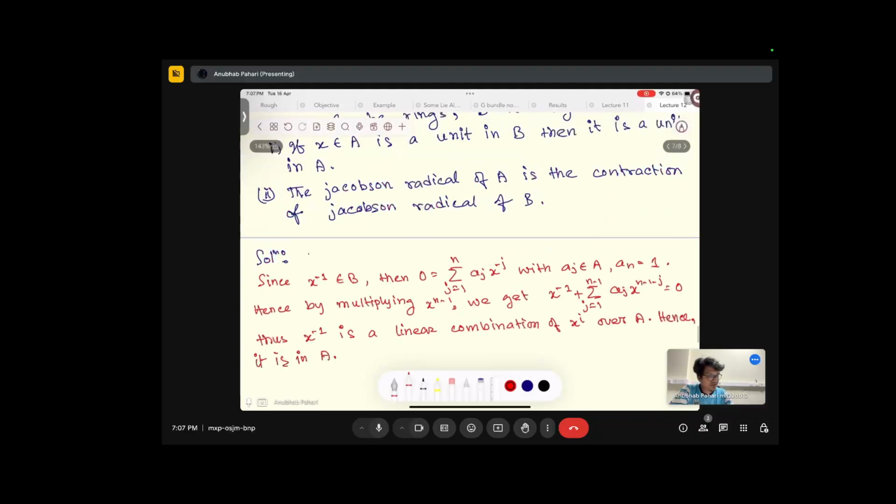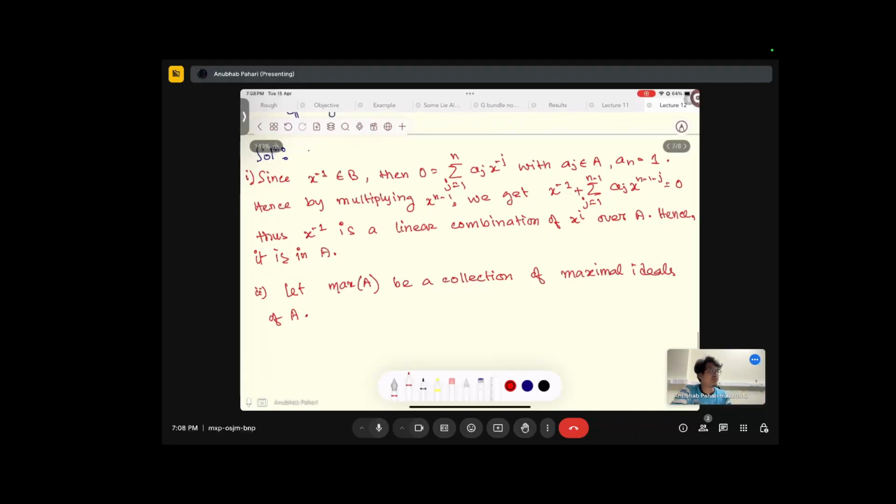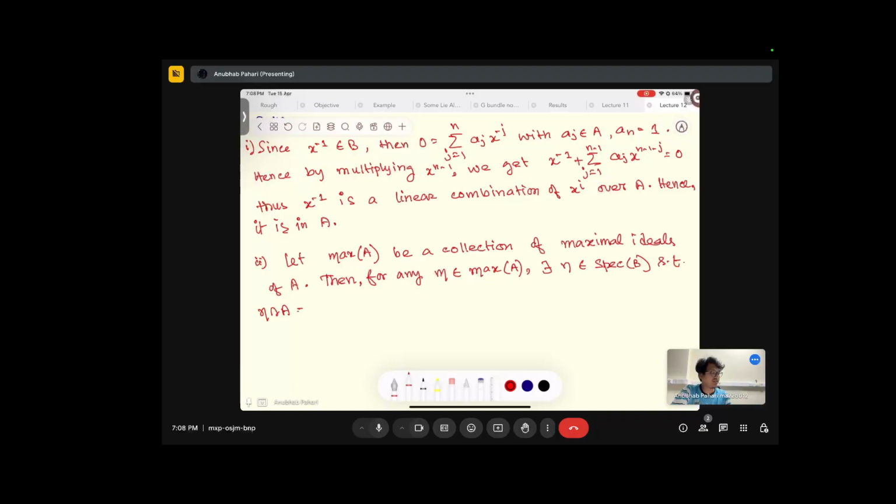Now, for the second part, let max of A be a collection of maximal ideals of A. Then, for any m belonging to max of A, there exists eta in spec B such that eta intersection A is m.